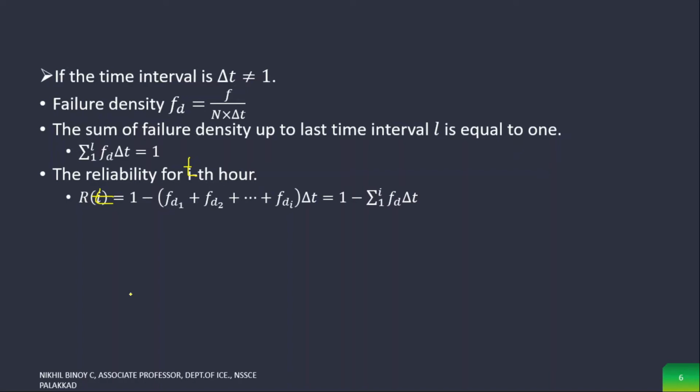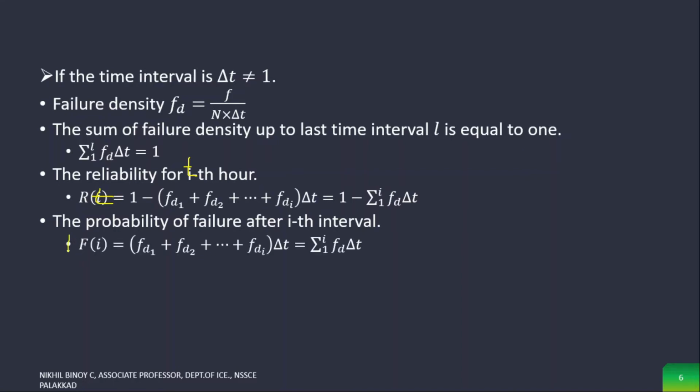Now probability of failure. Always remember probability of failure is 1 minus R of t. Probability of failure after ith interval or tth hour, where I is not equal to t, that is P of F of I if we are representing probability of failure with respect to interval, or tth hour if you are representing with respect to t. Probability of failure is equal to fd1 plus fd2 plus etc. plus fdi into delta t, that is equal to sigma 1 to I fd into delta t.